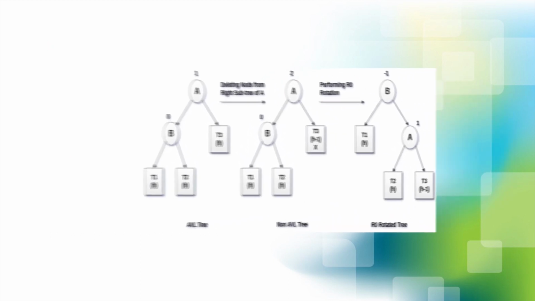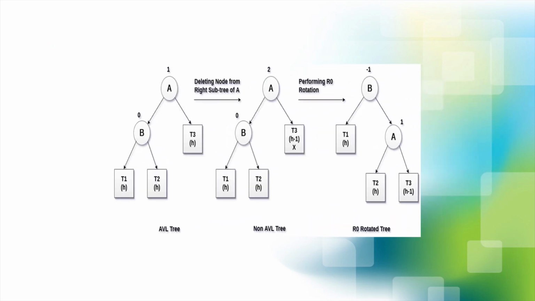This is a tree where A is the root node and B is the left child of A. B has children T1 and T2, both with height h. A also has a right child T3, whose height is h. First we calculate the balancing factor of B. The left height of B is h and the right height of B is h, and h minus h is 0.